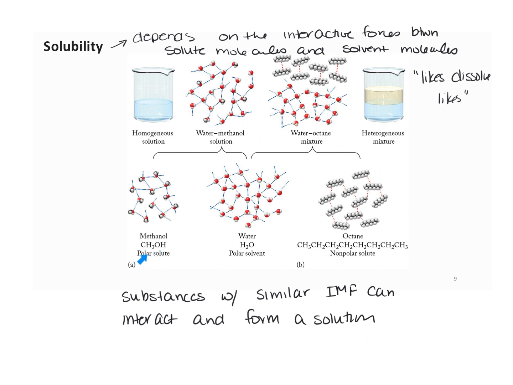So, for example, if we were asked, would methanol form a solution with water, right? We would look at this and we would say methanol is polar, water is polar. They can also have hydrogen bonding, and so they will form a homogeneous solution.